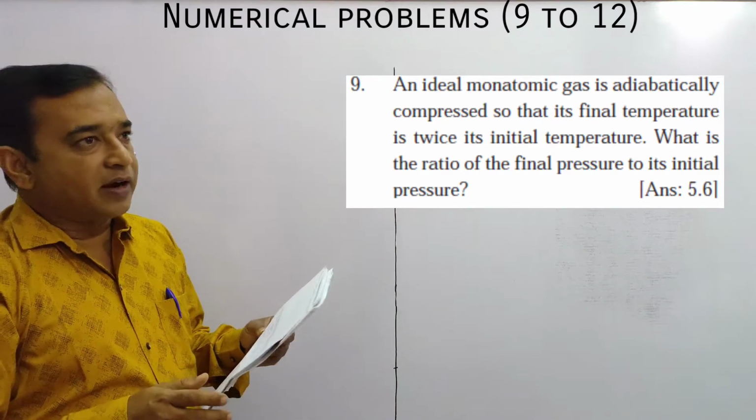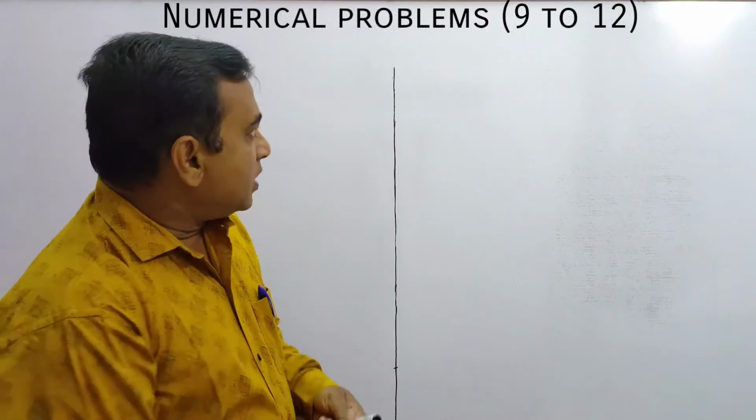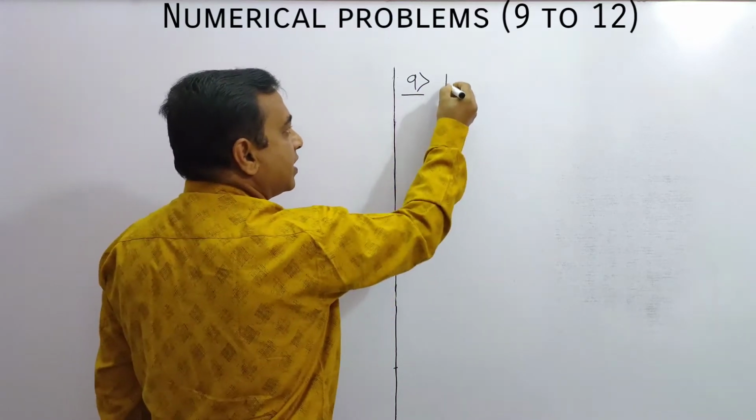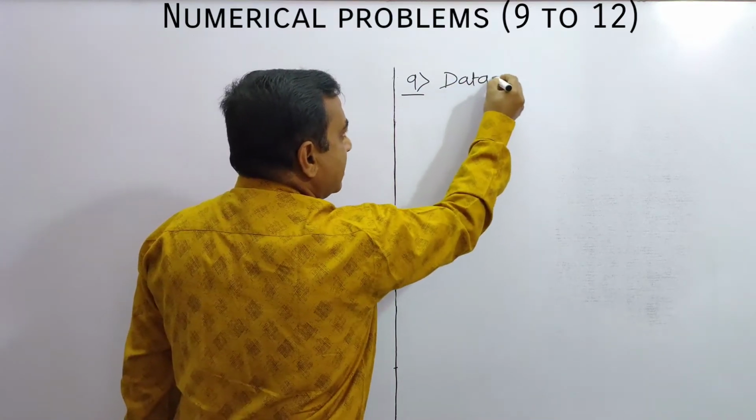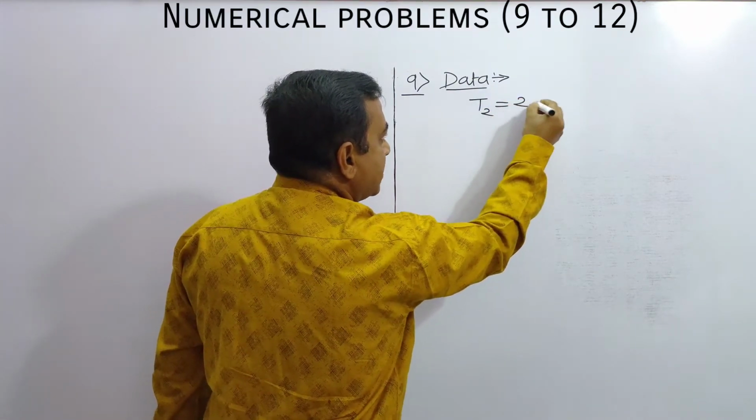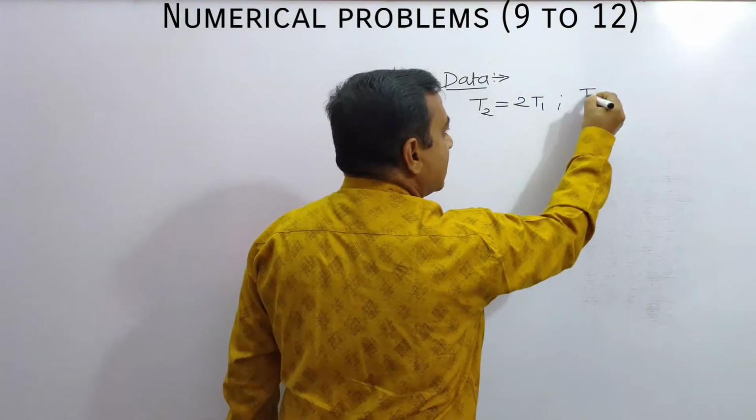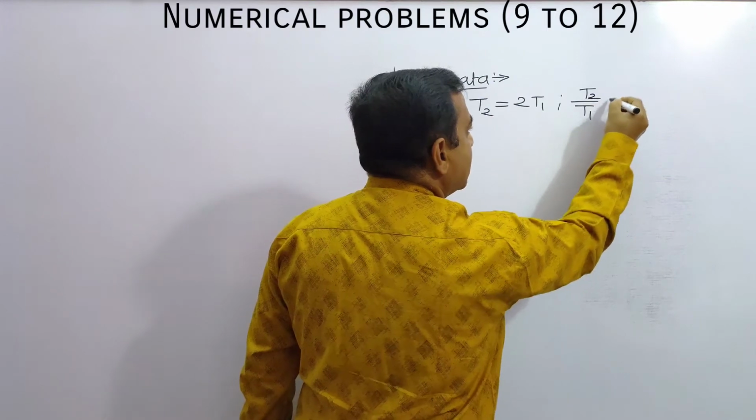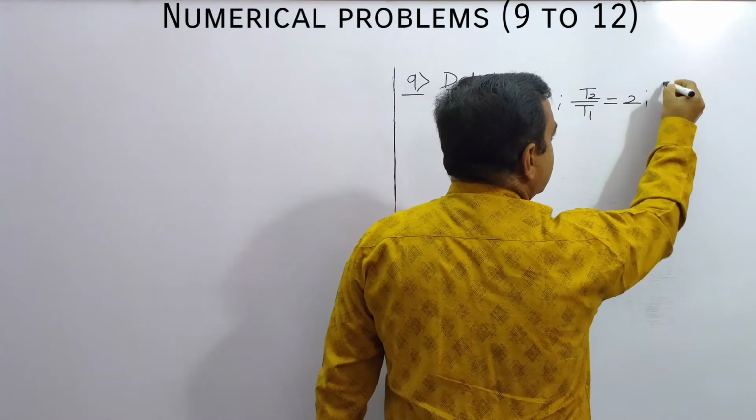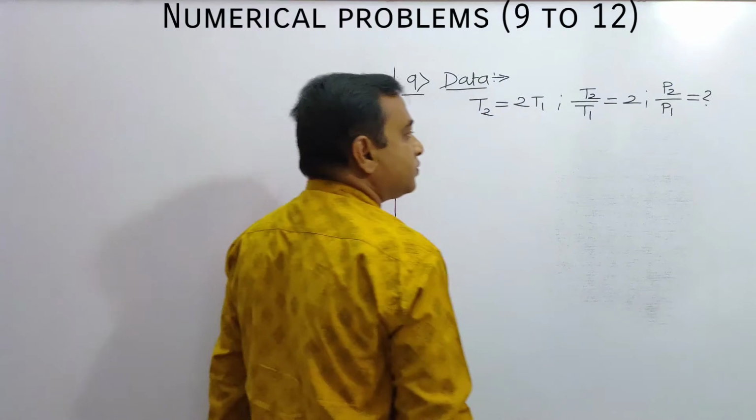So what exactly are the factors which are given, that we need to write here one by one. Here is problem number 9. So let us solve this one. Data: initially I am going to write what exactly is given. Final temperature is twice that of initial temperature. That means T2 upon T1 is equal to 2, and we need to calculate the ratio of final pressure to the initial pressure, question mark.